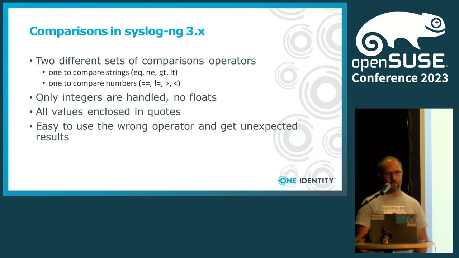For example, type information can help you with comparisons. In Syslog-ng 3, there were two sets of operators for comparisons, one for strings and one for numbers. But the comparison operators for numbers only worked for integers. It didn't work for floating point numbers. And you had to enclose all values in quotes. It was easy to use the wrong operator and get unexpected results in the end.